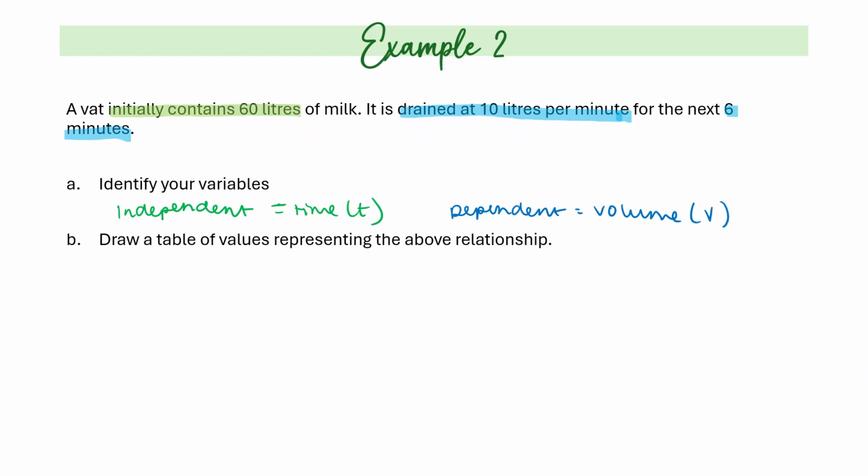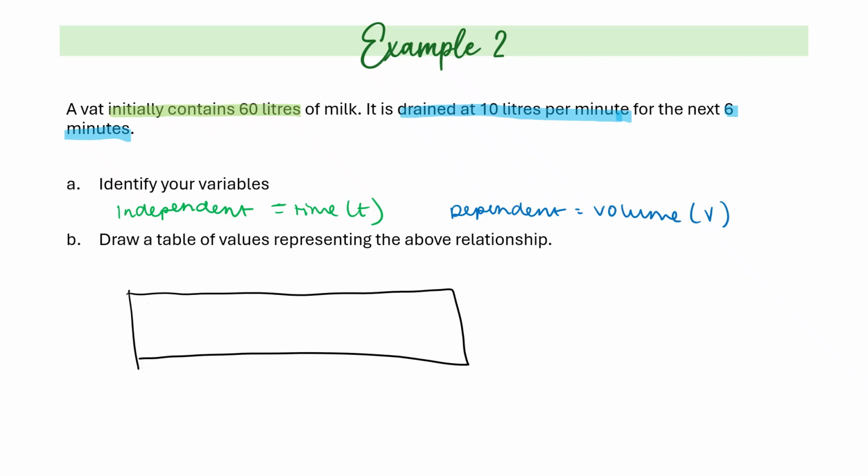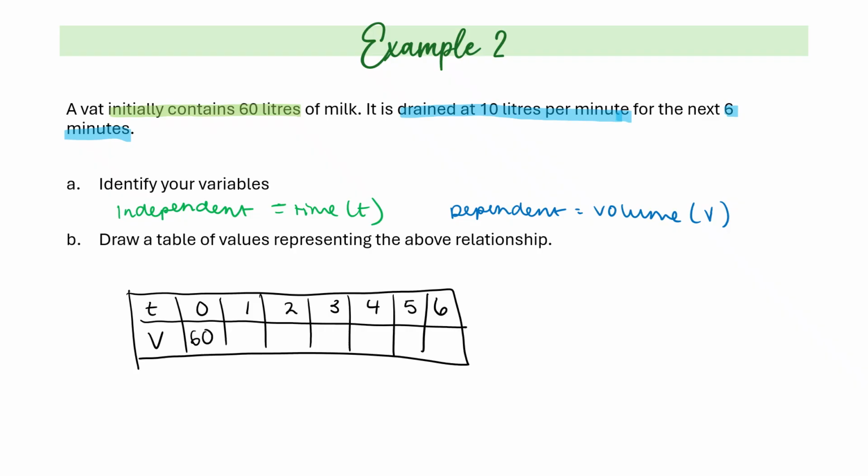Okay, now that we've sorted those two out, I can draw my table of values with t and v going from 0 to 6. And we've been told that we start this at 60 litres, right? And then we've been told, well, we're being drained at 10 litres per minute. So I know that after 1 minute, I'd lose 10 litres. After 2 minutes, I'd lose another 10, and so on, and so on. So we're going to fill that table like that to our advantage.